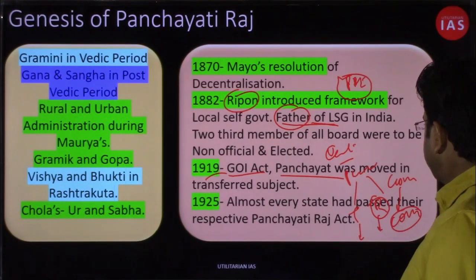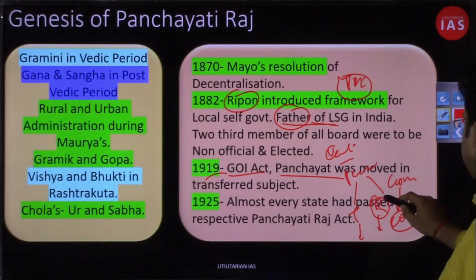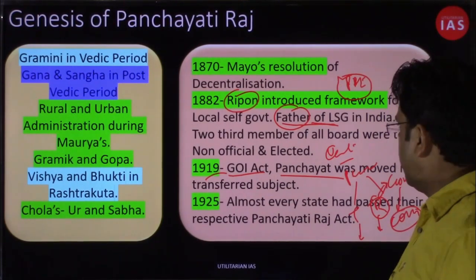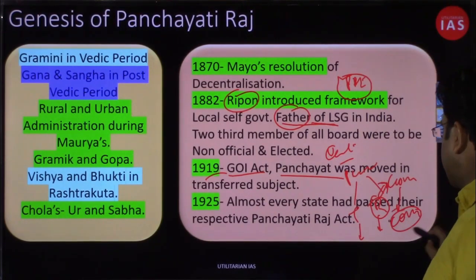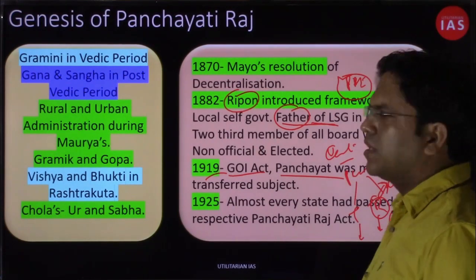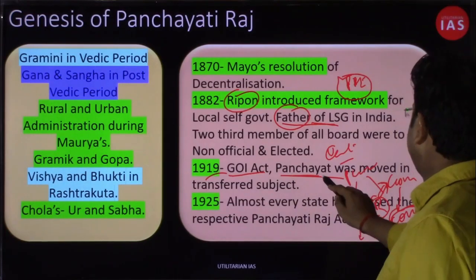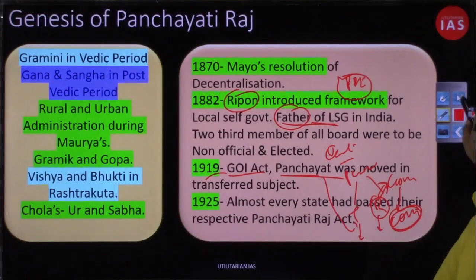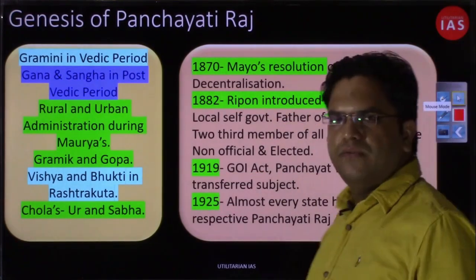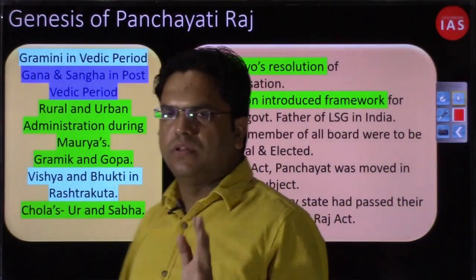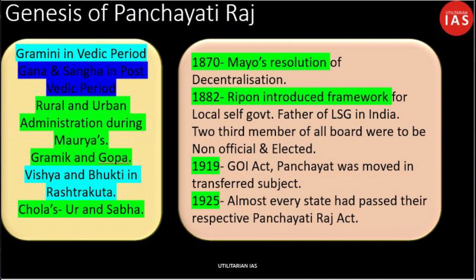What were these reserved subjects? These reserved subjects were reserved for the governor, and the governor will take decisions at his discretion without consulting the Council of Ministers. So from the Government of India Act 1919, Panchayat had been moved into the transferred section. Finally, until 1925, you will see that most of the provinces, like Odisha or Bihar, had passed their Panchayati Raj Act.